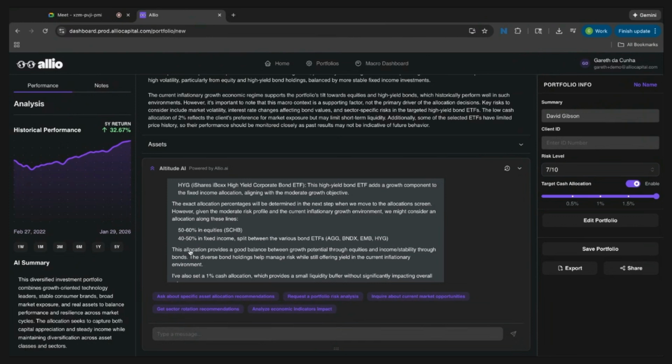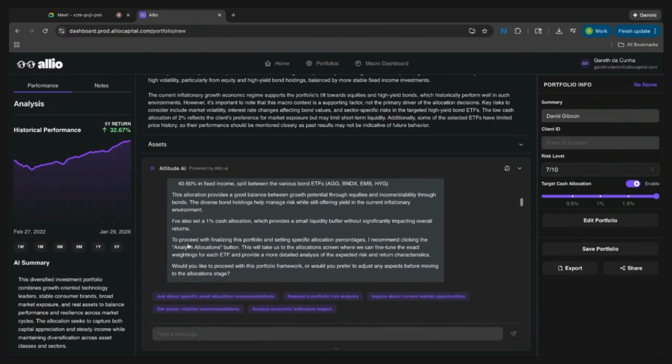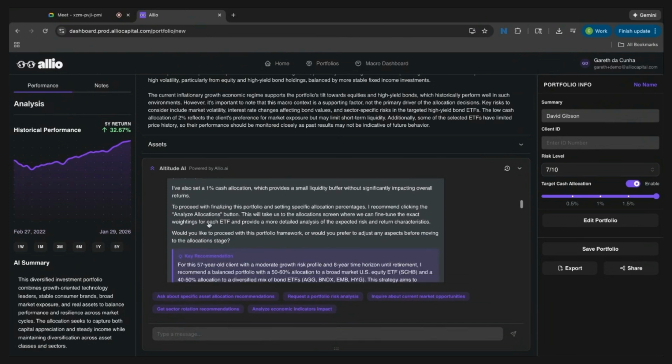It talks through the exact tickers and the allocation, and then it speaks to the cash allocation. So it kicked out a portfolio that is justifiable, just as if I'd asked my portfolio management team at my firm to do it. But I had some feedback for it.